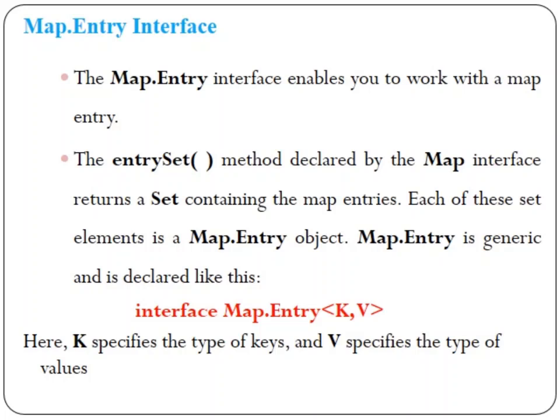The map.entry interface is also going to throw exceptions such as class cast exception, null pointer exception, illegal state exception, and unsupported operation exception. These are the different types of exceptions which are thrown by the map.entry interface. We will see the different methods which are available in the map.entry interface in the next slide.